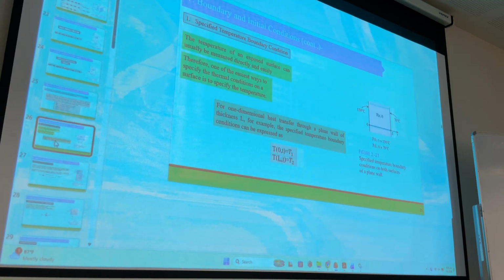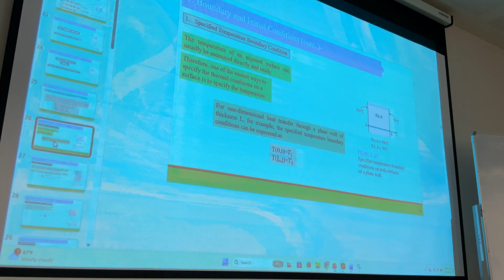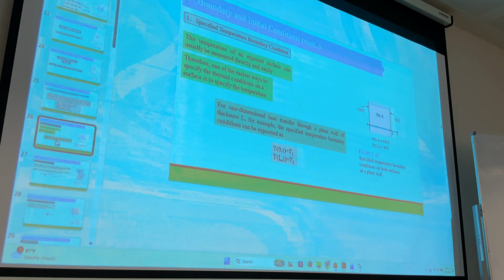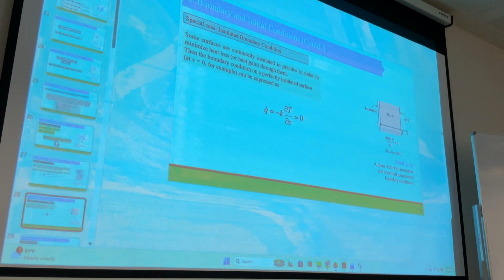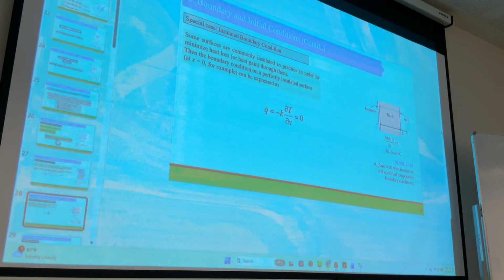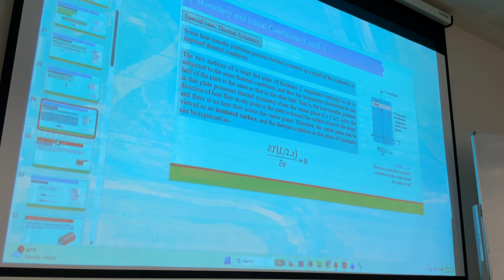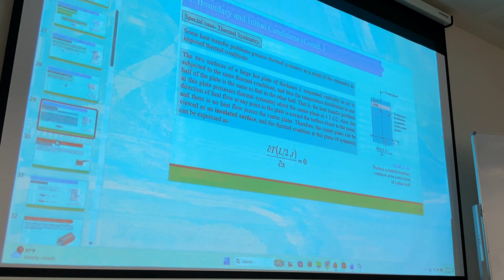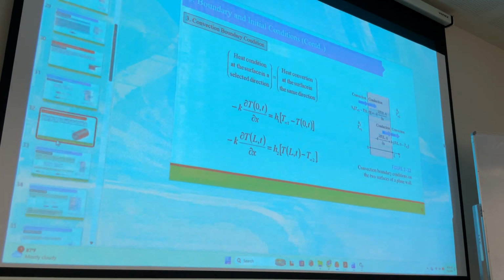Then we went through all sorts of boundary conditions. Specified temperature: when the temperature is specified in the problem, in the question, that is a specified temperature boundary condition. When the heat flux is specified, that is specified heat flux. Insulated means there will be no heat transfer on that boundary. Thermal symmetry is also not that common, but this is also one sort of boundary condition. Convection boundary condition, very common.